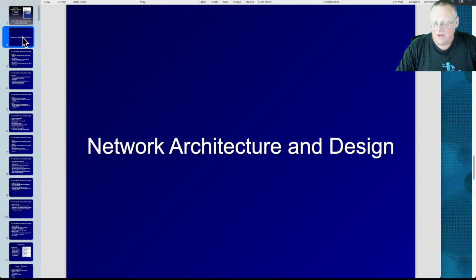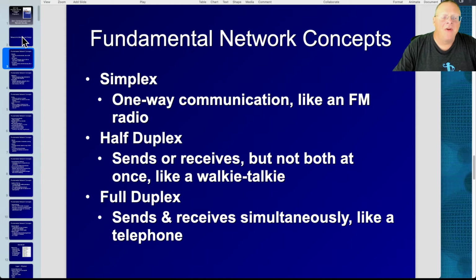So, network design, fundamental concepts of networking. Simplex is one-way communication, where you talk in one direction. For example, broadcast TV. You just send out a message, there's no way to reply. Half duplex is where you can send or receive, but one at a time. So this is walkie-talkies where I say something and then over, and then you can talk and you say over, and then I can talk. We have to take turns talking. We can't both talk at the same time.